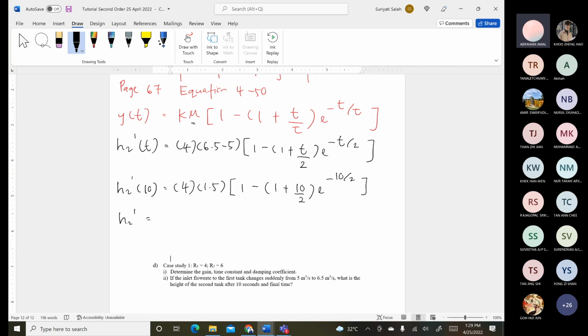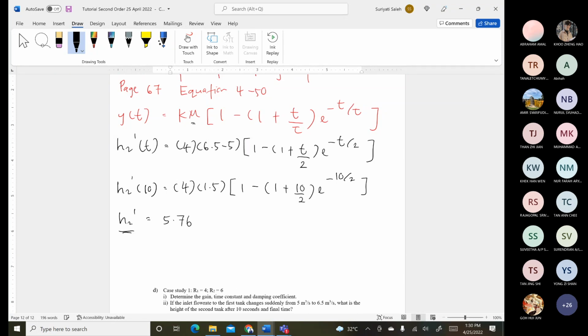5.76. Okay, please others confirm the answer for me. Do you get the same answer? Yes, the same. All right, thank you very much for your response. So now we have the answer of H2 prime equal to 5.76. We know that H2 prime is your deviation variable. It represents H2 prime equal to H2 minus H2 bar, equal to 5.76.